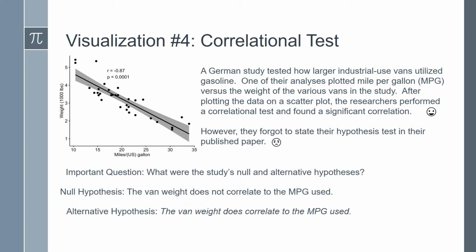Visualization number 4, correlational test. Looking at the chart, the vertical axis represents vehicle weight and the horizontal axis represents miles per gallon. The visualization states, a German study tested how larger industrial use vans utilize gasoline. One of their analyses plotted miles per gallon, also known as MPG, versus the weight of the various vans in the study. After plotting the data on the scatter plot, the researchers performed a correlational test and found a significant correlation.